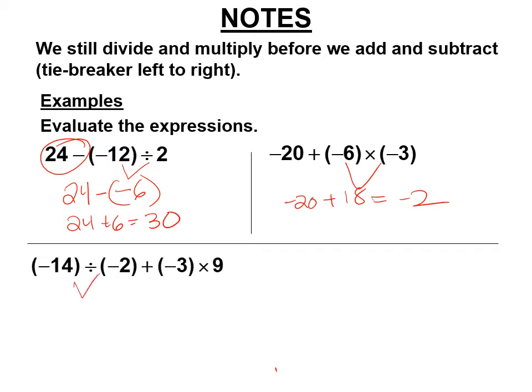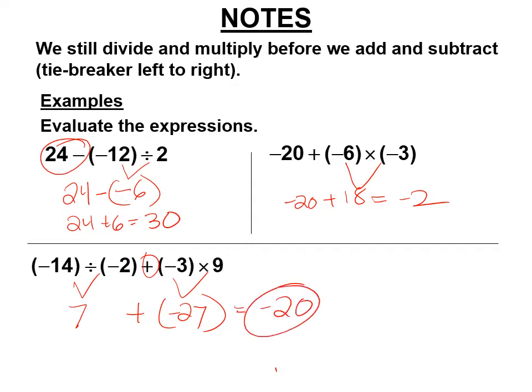We have a tie between these two. Negative 14 divided by negative 2 is positive 7. Negative 3 times 9, negative 27. We still haven't dealt with that plus, so we have this, right? And we put the parentheses there because we don't like a plus next to a sign. 7 plus negative 27 is negative 20. We have 20 extra negatives when we add those together. Same rules.